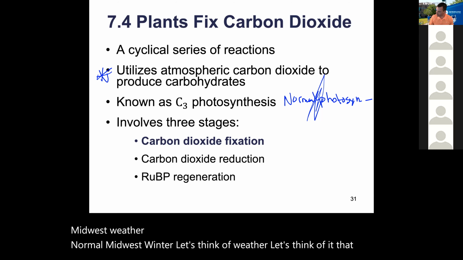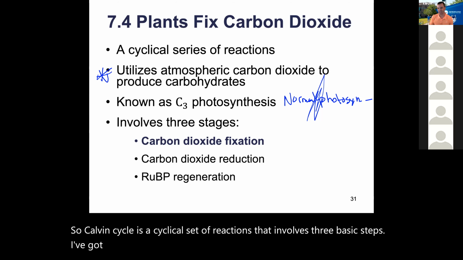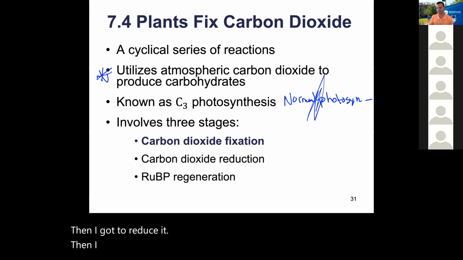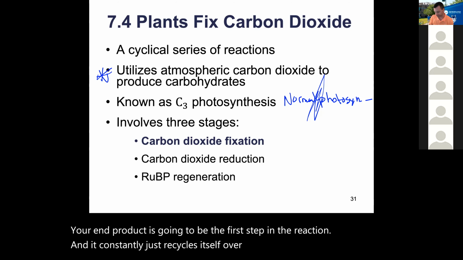Okay, so the Calvin cycle is a cyclical set of reactions that involves 3 basic steps. I've got to fixate it, which means I got to attach stuff to carbon dioxide. Then I got to reduce it. Then I regenerate it. And this is cyclical, so your end product is going to be the first step in the reaction, and it constantly just recycles itself over and over and over again.